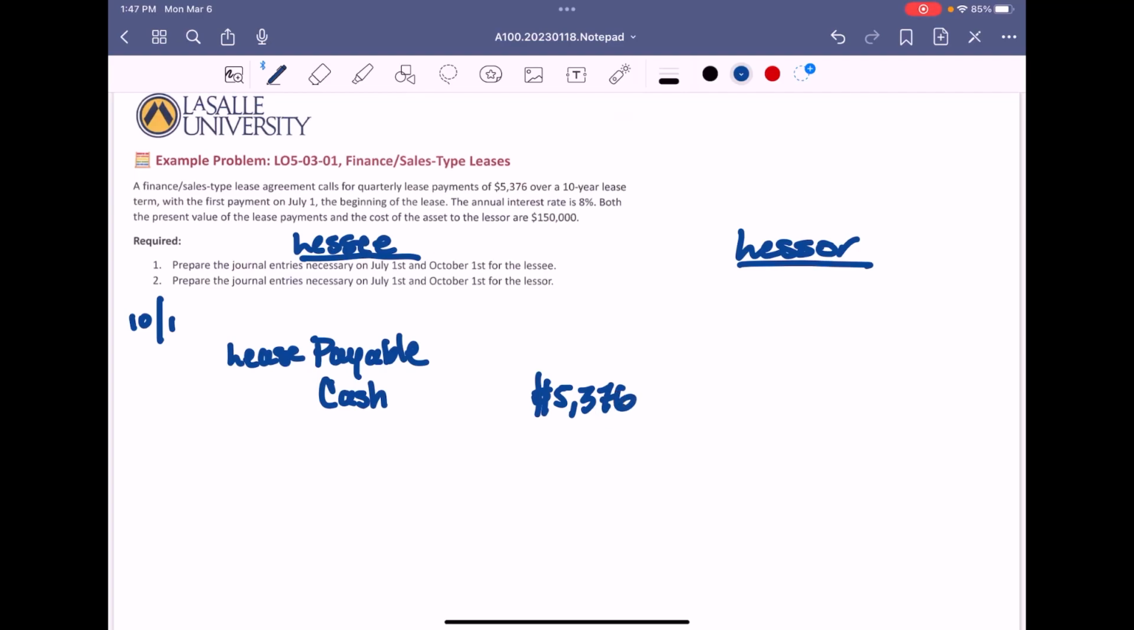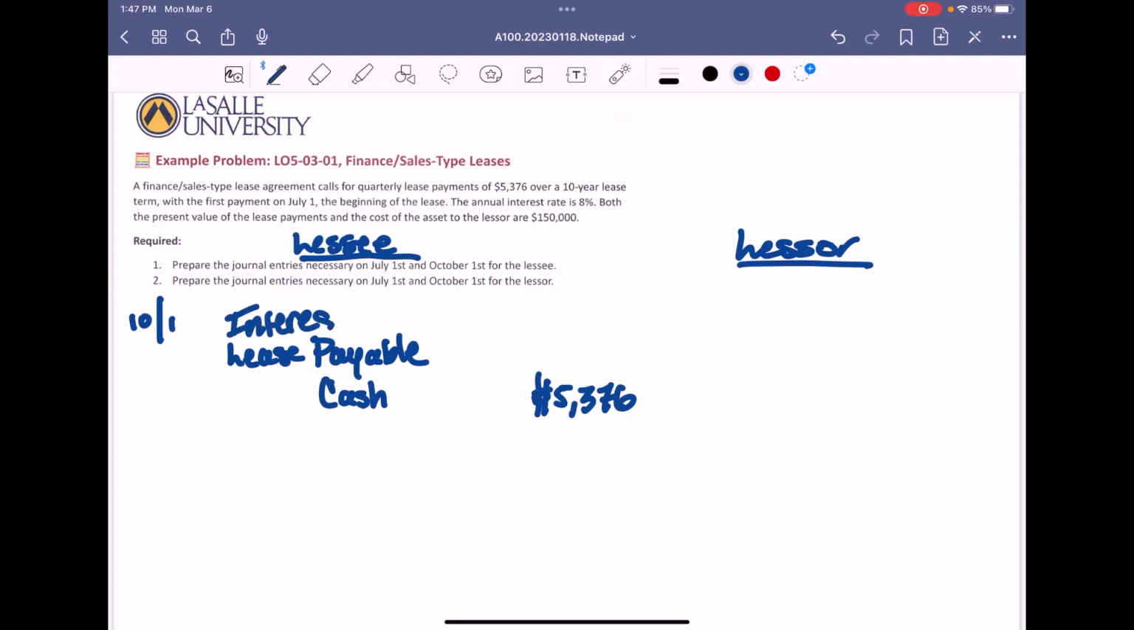But this time, this payment of $5,376 is not just reducing the payable, because we said this is in effect the sale of an asset and it's being financed over a period of 10 years. And the interest rate for that type of arrangement is typically 8%. So what we also have to record here is interest expense. Okay, so we're going to say debit interest expense.